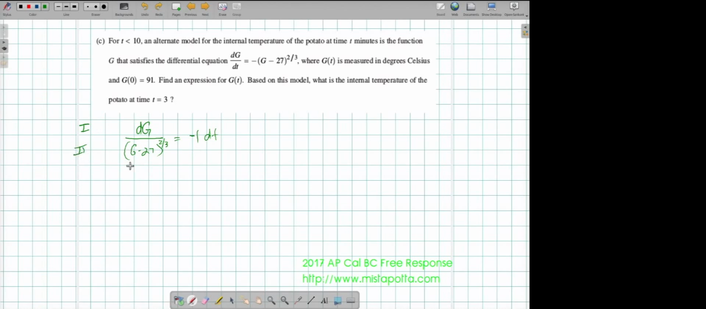My second step is to integrate this. Of course, integrating this side is just going to give me negative t. Integrating this side, this is (g minus 27) to the negative 2/3, so adding 1 to this is going to give me (g minus 27)^(1/3) divided by 1/3, so really multiplying by 3, equals negative t plus a constant. Remember, step 3 is we have to have that constant of integration.